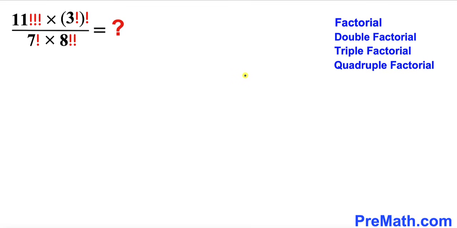Welcome to PreMath. In this video, we are going to simplify this given expression that involves factorials, double factorials, triple factorials, and goes on, and that involves nested factorials like this one. And here's our question. We are going to simplify 11 triple factorial times 3 factorial and then factorial once again, divided by 7 factorial times 8 double factorial.